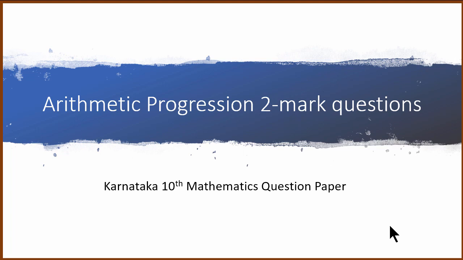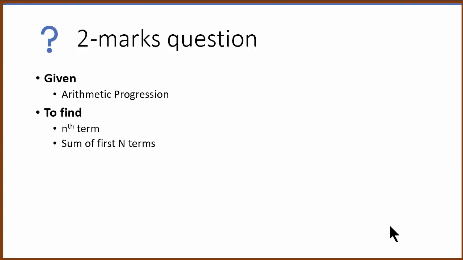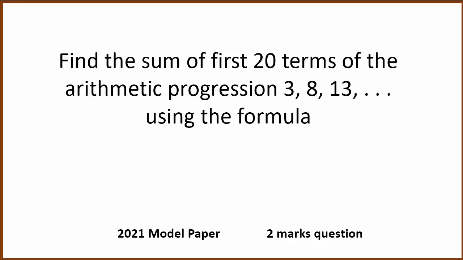Let's look at 2 mark questions. Okay, what kind of questions do you get? A typical 2 mark question, you're given an arithmetic progression. Either you're given a progression itself or you're told what is the first term and the common difference. And you're supposed to find the nth term, or the sum of the first 10 terms. This is usually a formula substitution problem. It's very common. Let's look at an example.